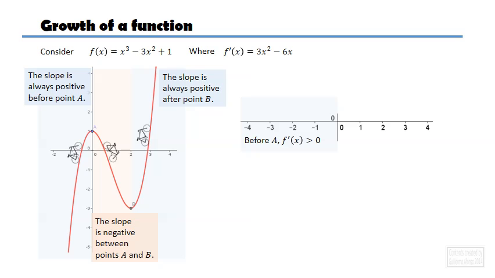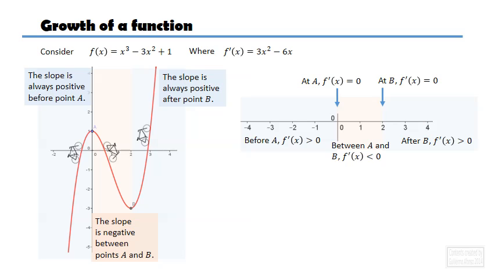Well, before A, the derivative is positive. As we talked about before, I can see that because the slope is positive. At A, the derivative is 0. Between A and B, the derivative is smaller than 0 because I'm going down the hill. And at B, again, it's 0. And after B, it's bigger than 0. So, for example, if I substitute minus 2, which is here, into f prime, the derivative, I'm going to get a big positive number, like 24. The slope is positive and really steep.